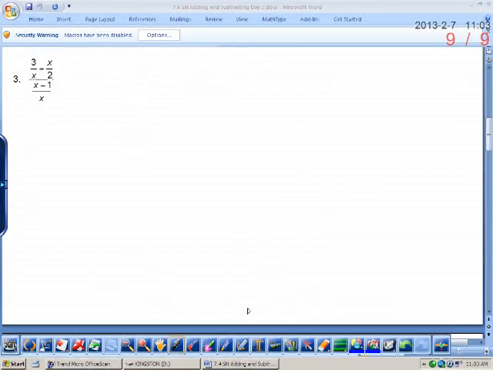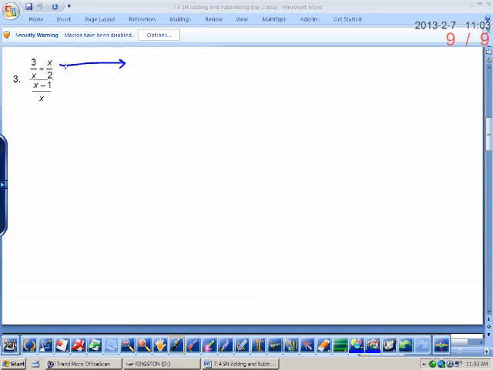All right, 3 over x plus x over 2 divided by x minus 1 over x. Okay. In numbers 1 and 2, we had a single fraction divided by a single other fraction. Okay? Here we've got 2 fractions being added in our numerator. So our first task is to simplify our numerator to get it to be just 1 fraction. Okay? So we have to add 3 over x plus x over 2.